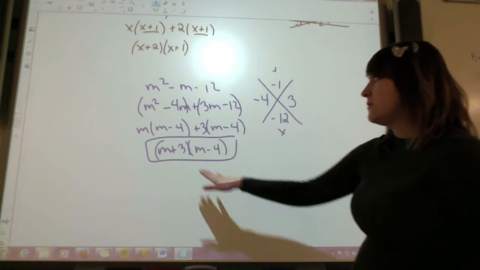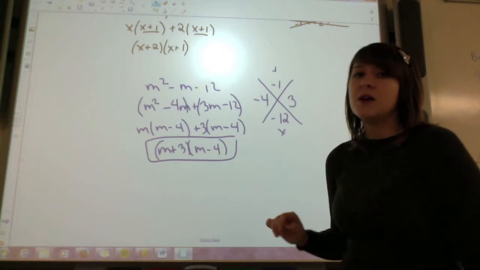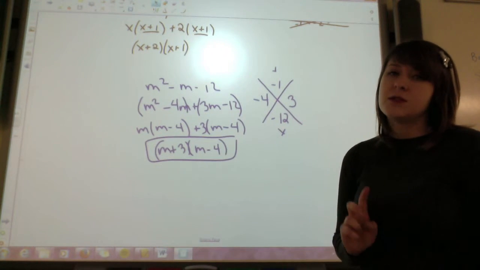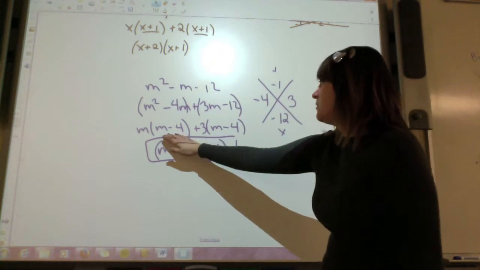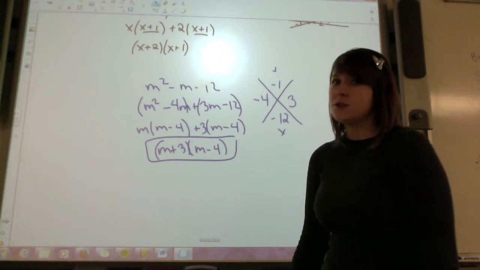When you're doing this, if you ever run into an instance where these two numbers are not the same, you did something wrong. So please make sure that these two numbers are always the same so that you can regroup it and get it into a factored form.